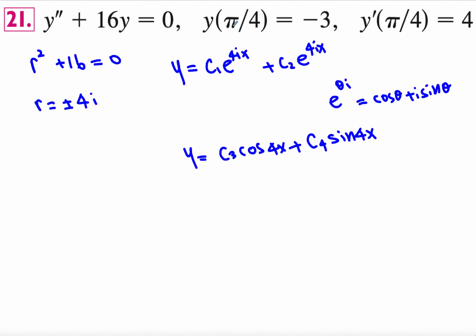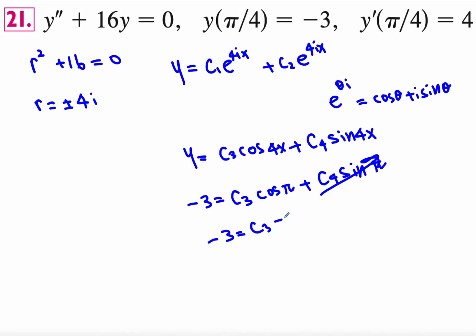But when you plug in pi over 4, we should get negative 3. So we get negative 3 is equal to c sub 3 cosine of pi plus c sub 4 sine of pi. But sine of pi is equal to 0 and cosine of pi is equal to negative 1. So we get negative 3 is equal to c sub 3 times negative 1. So we get c sub 3 is equal to 3.